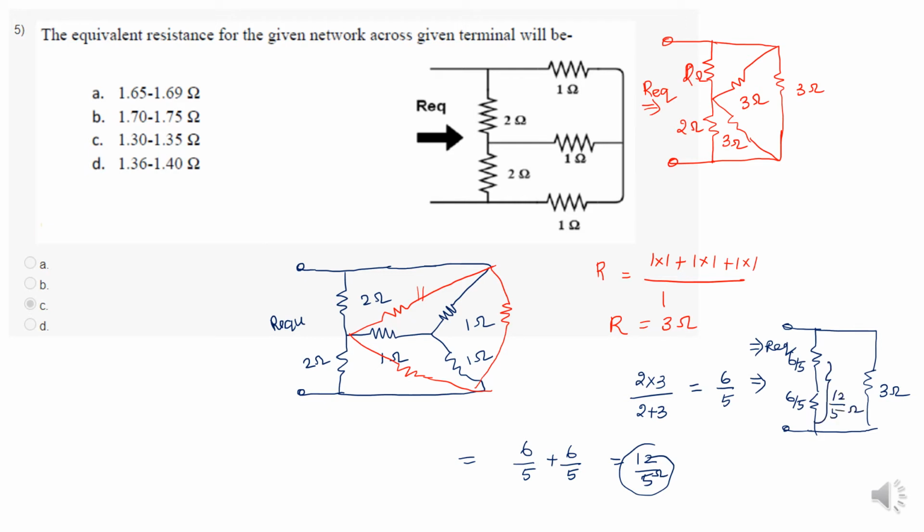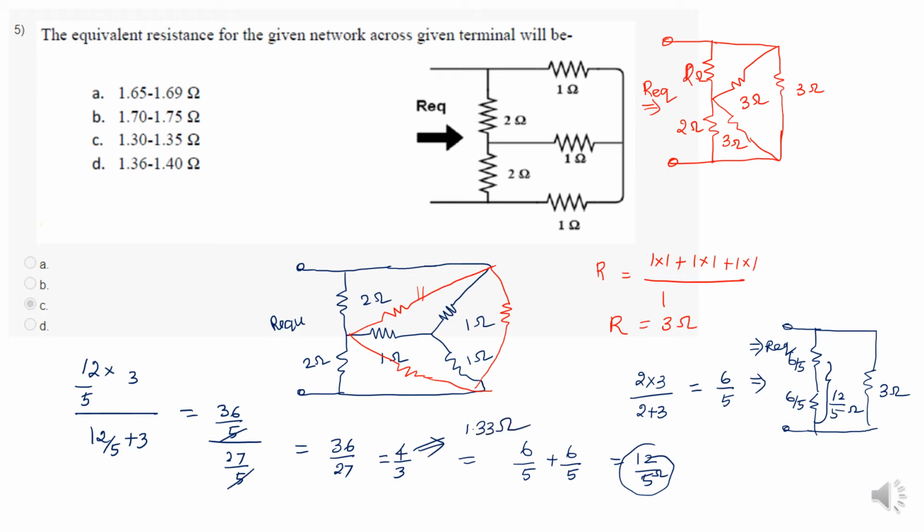Now the 12 by 5 and 3 ohm are connected in parallel. So 12 by 5 into 3, divided by 12 by 5 plus 3. So what is the answer now? That is 36 by 5 divided by 27 by 5, since 5 times 3 is 15, 15 plus 12 is 27. The 5s get cancelled. So 36 divided by 27, that is 4 divided by 3. The answer is equal to 1.33 ohm. So 1.33 ohm is in between 1.30 and 1.35 ohm. C is the correct answer.